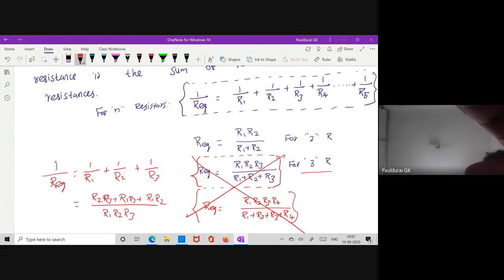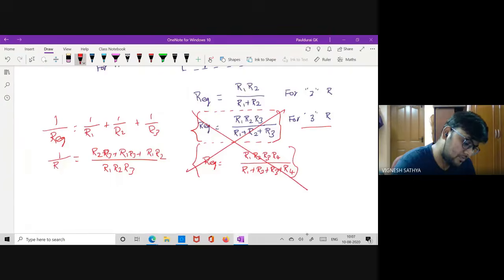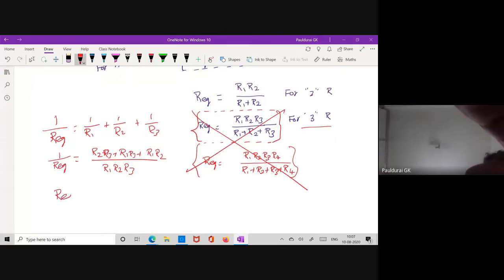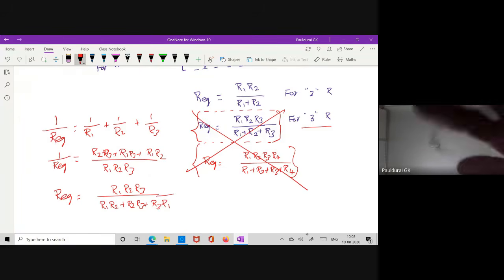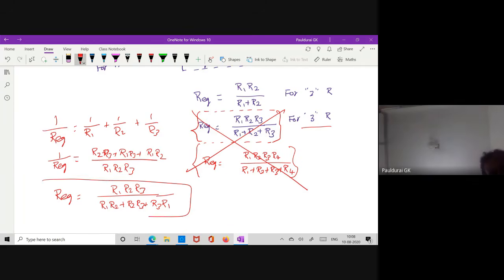Actually, this is 1 by R equivalent. So therefore, what is R equivalent? R1 R2 R3 divided by R1 R2 plus R2 R3 plus R1 R3. Okay. So this is the correct formula for three resistance.